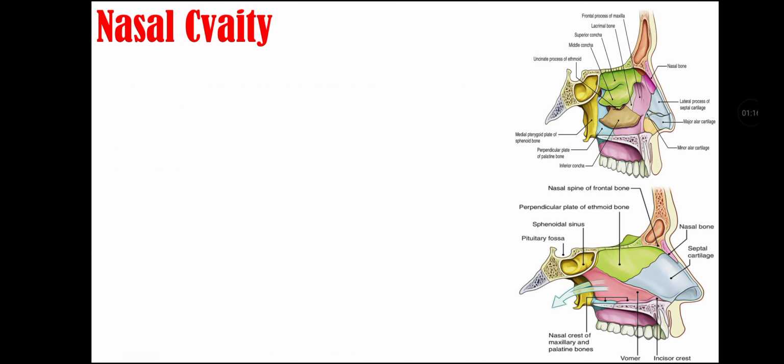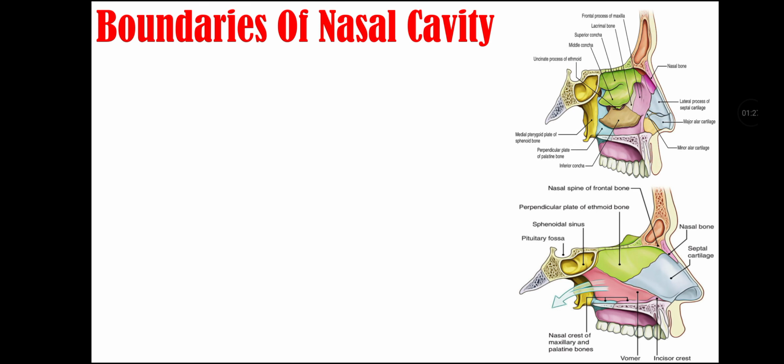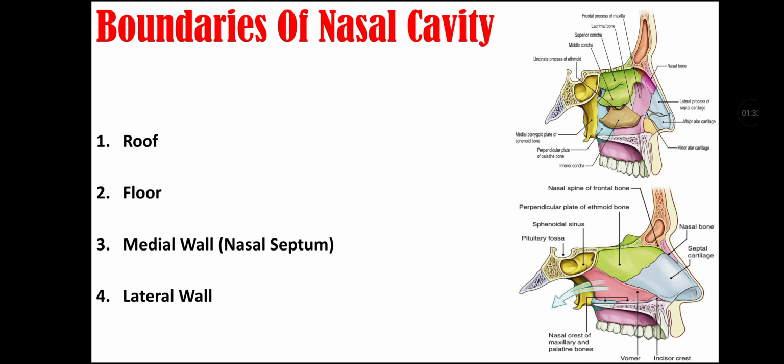Nasal cavity. The nasal cavity is divided into right and left halves by the nasal septum and it extends from nostrils anteriorly to conchae posteriorly. Boundaries of nasal cavities include roof, floor, medial wall or nasal septum, and lateral wall.